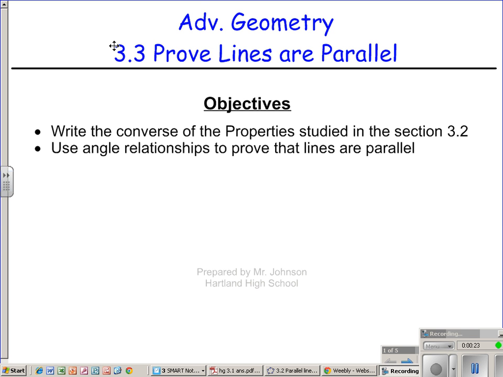But we were going in the direction of if we had parallel lines cut by a transversal, then we had these angle properties. This section, we're going to go the other direction. We're going to use those angles to help us prove that the lines are parallel. And so that's what it says here in the objectives. We're using the idea of a converse statement.